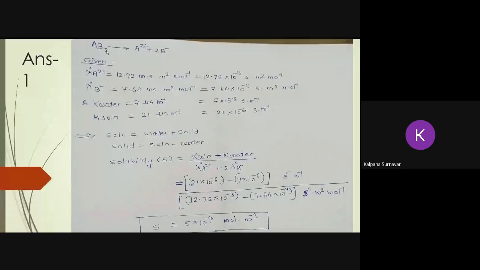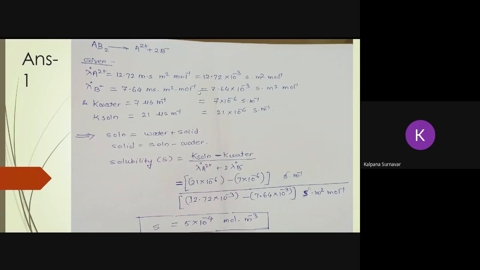AB2 is the molecule given in the problem. AB2 dissociates as A2+ plus 2B−. The given values are written here. The equivalent conductance of A2+ is 12.72 millisiemen meter square per mole. We have to convert these values into siemen. Milli means just multiply by 10 raised to minus 3. So the equivalent conductance of A2+ is 12.72 into 10 raised to minus 3 siemen meter square per mole.